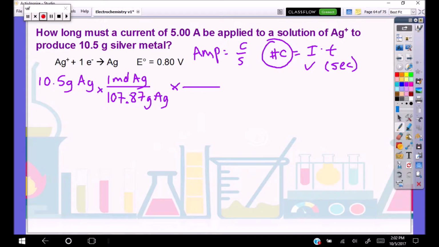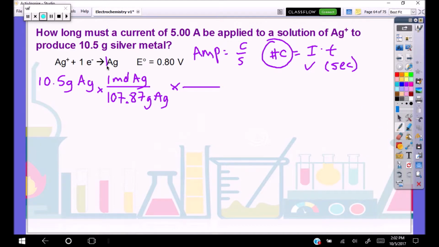Or 5 amps of current, so we need to figure out how do we get our coulombs. Well, we know Faraday's constant has a unit of coulomb over moles of electrons, so we need to be able to get to moles of electrons in order to get back to coulombs, okay? So, that being said, this is where our balanced equation comes in.